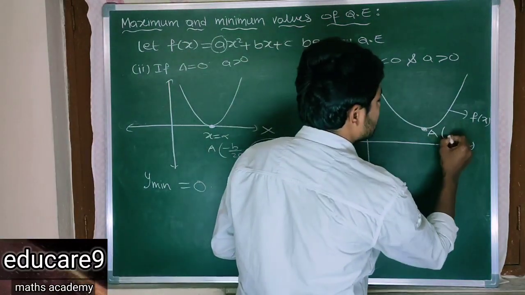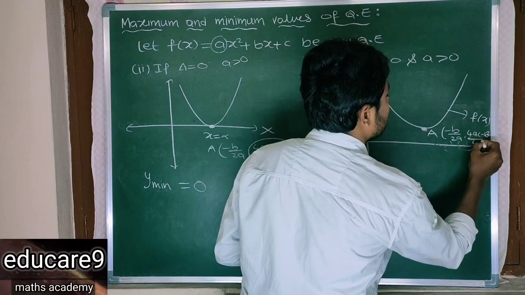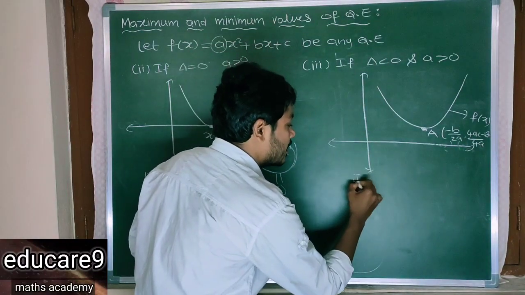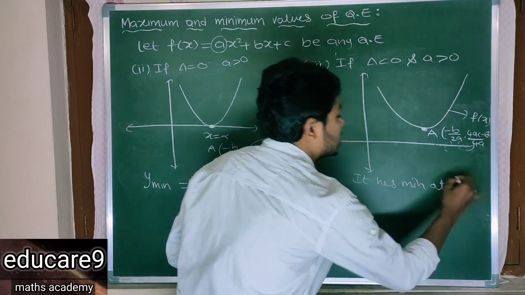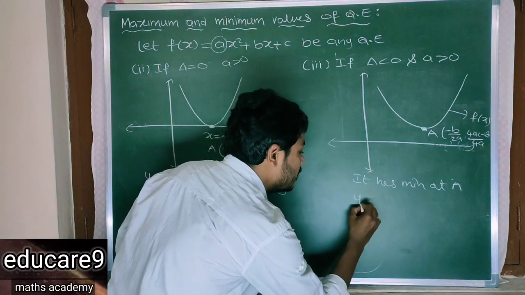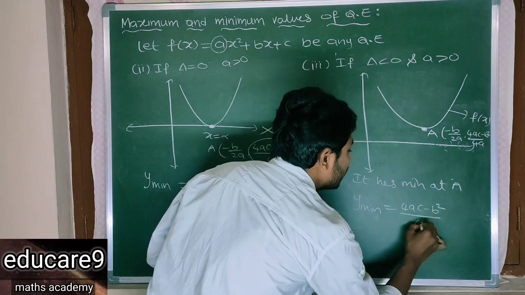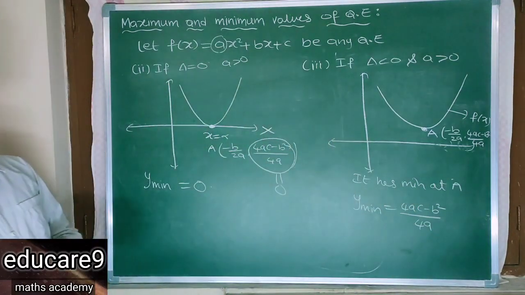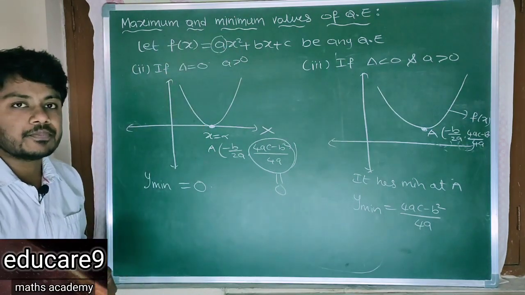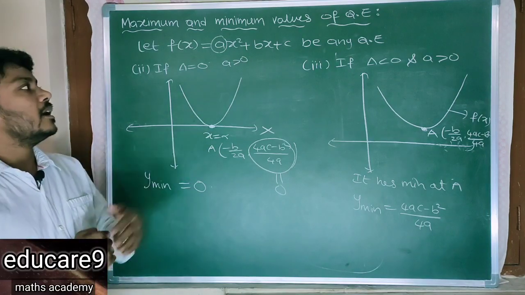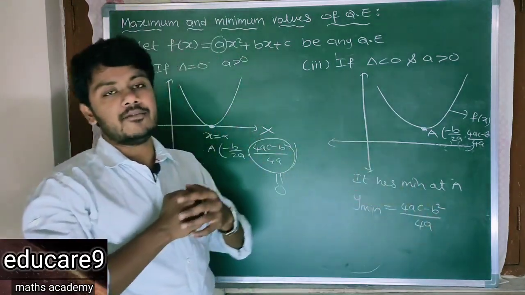So what is that vertex? Minus b by 2a comma 4ac minus b square by 4a. Therefore, it has a minimum at the vertex. Therefore, y minimum is equal to what? 4ac minus b square by 4a. So in all three cases, we can say that if the coefficient of x square is greater than 0, then it has a minimum value, and that minimum value is 4ac minus b square by 4a.